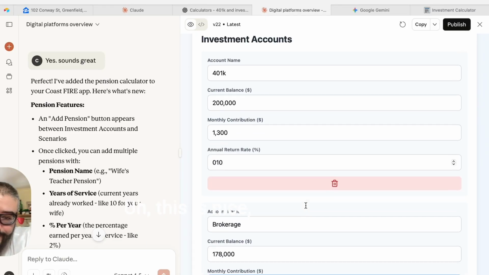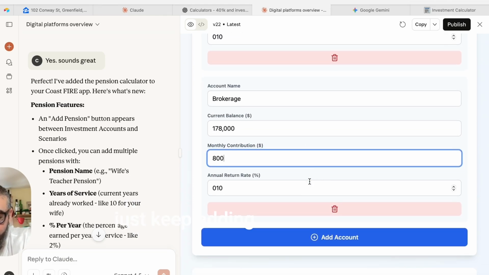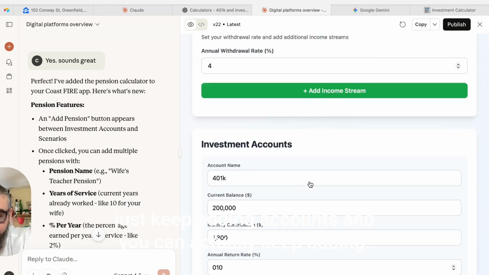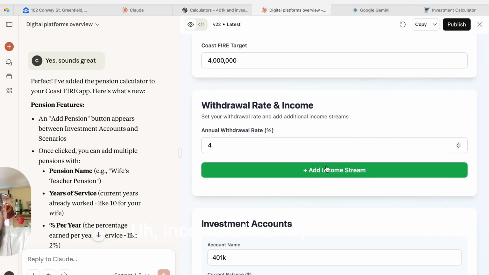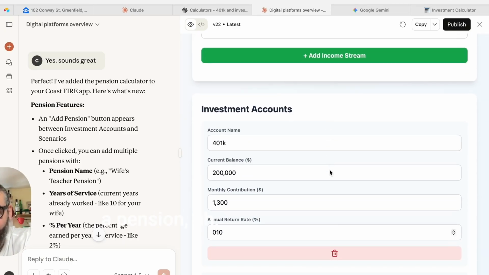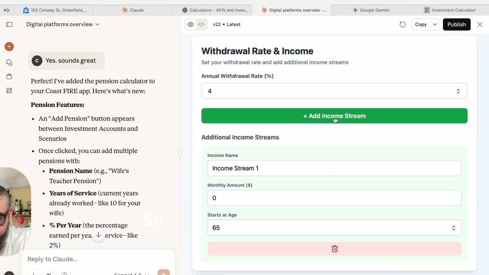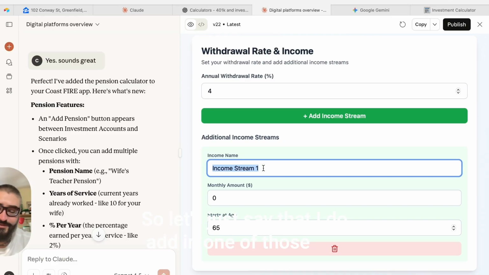This is nice. I built it a little bit differently than that one in ChatGPT, so you can just keep adding accounts, and you can actually keep adding income streams. So if I wanted to add in Social Security, or my wife has a pension that'll kick in at one point, we could add those in. So let's just say that I do add in one of those for Social Security.